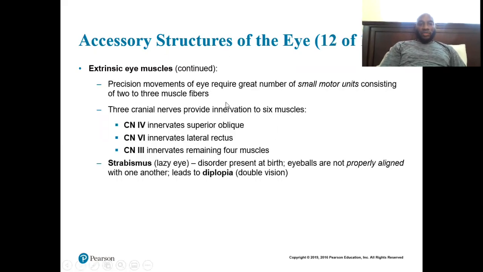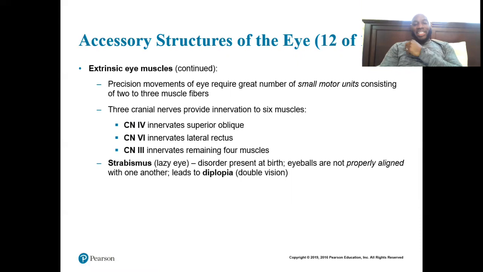And then we also have persistent movement of the eye, which requires a great number of small motor units, consisting of 2 to 3 muscle fibers. Three cranial nerves provide innervation to six muscles, and this is where we get to some important stuff. So now we have cranial nerves 4, 6, and 3. Four innervates the superior oblique, six innervates the lateral rectus, and three innervates the remaining four muscles. So you have six muscles in the eye, and three cranial nerves help with the movement of those six muscles.